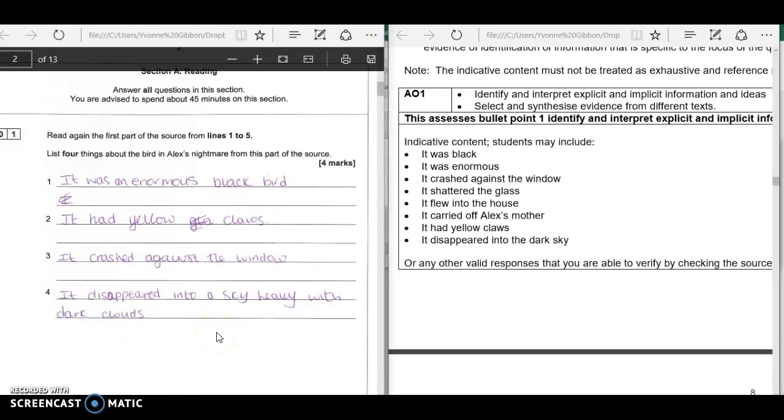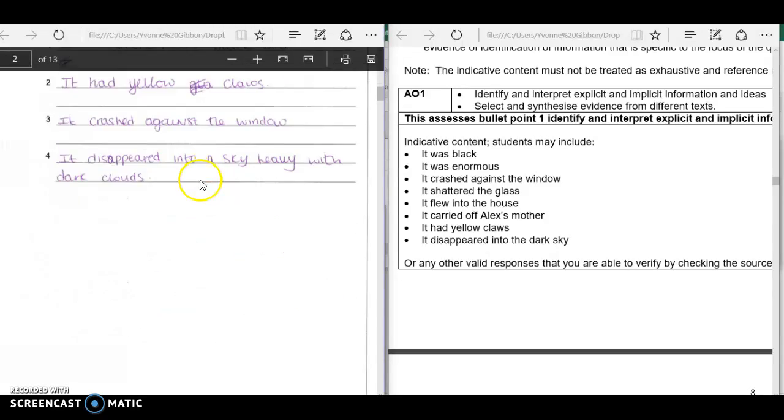Hi Emma, here's the feedback for the reading part of the mock exam you did recently. And for question 1 you've scored the full 4 marks, so that's a good start.